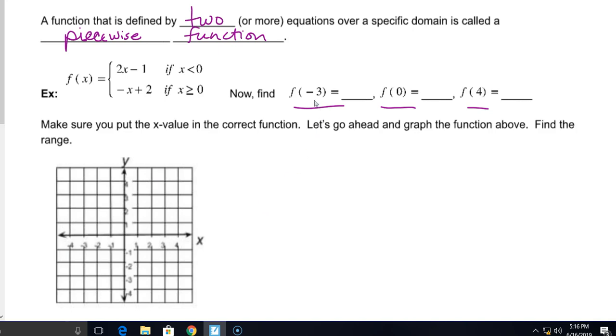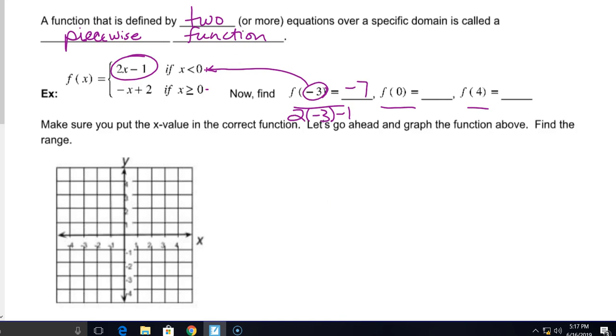So when I'm evaluating that function at -3, I have to determine which one of these inequalities it lies in. Well, -3 is less than 0. So that would mean that I have to plug -3 into the corresponding function, which is this. So I need to do 2 times -3 and then subtract 1. Well, 2 times -3 is -6. Subtracting 1 gives me -7.